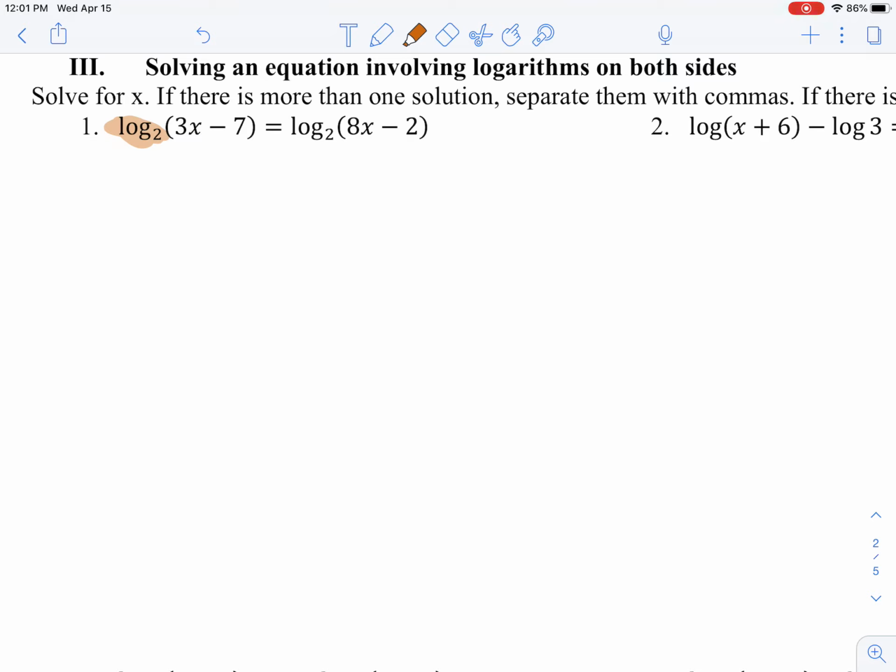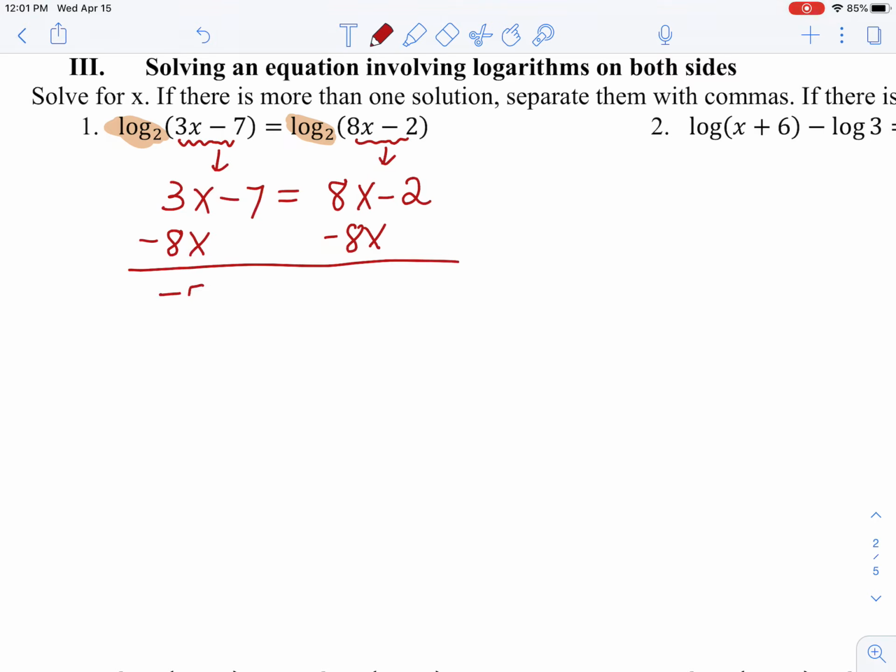Now, if you take a look at the first one, I got log base 2 of 3x minus 7 equals log base 2 of 8x minus 2. Notice they're exactly the same. I don't want to say we're canceling out these log base 2's, but what you can say is, if they are exactly the same, the arguments must be exactly the same. So what you can do is just grab these 2 and set them equal to each other, and we will solve that. I'll subtract 8x from both sides.